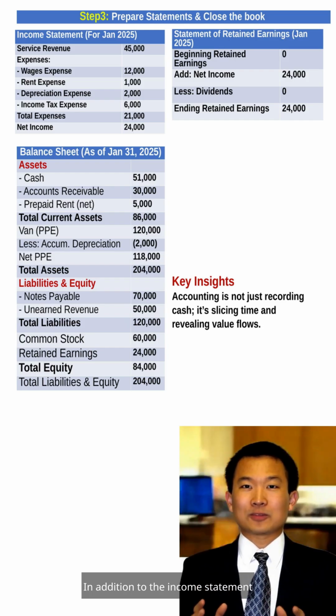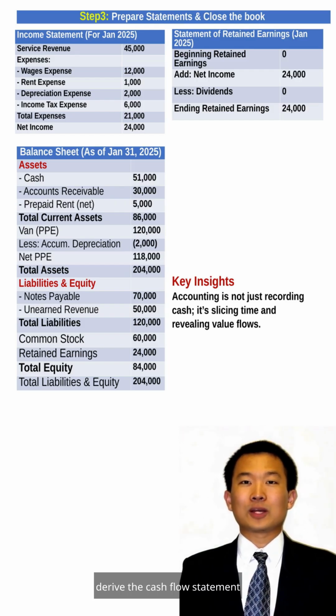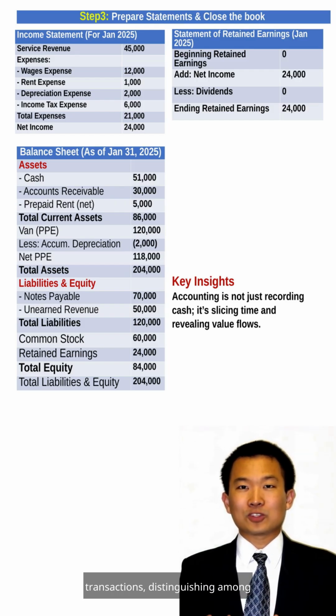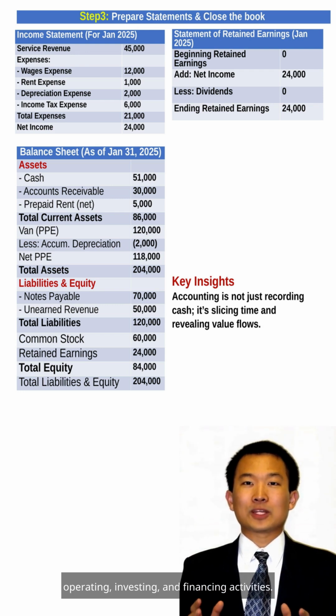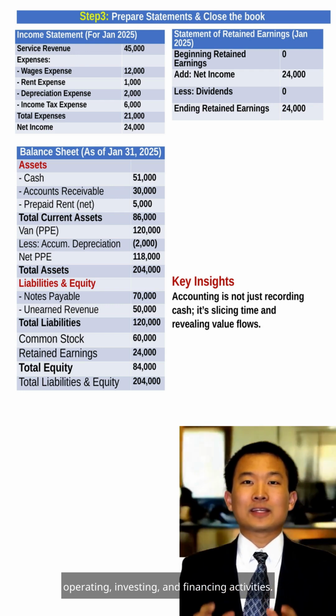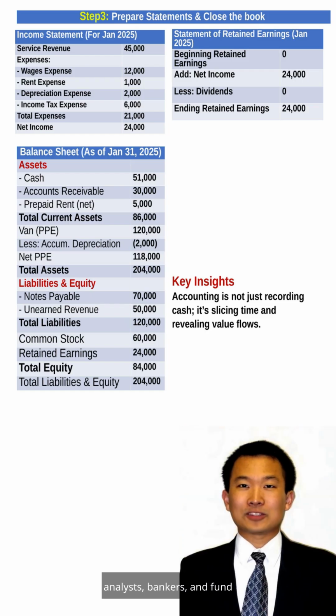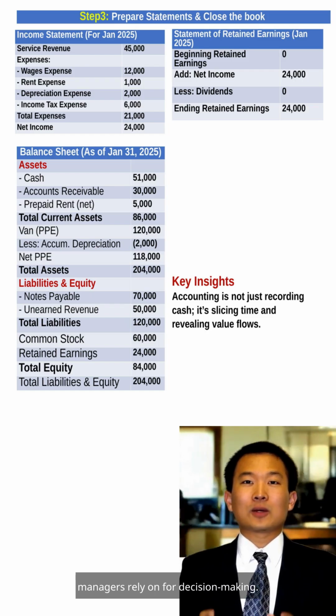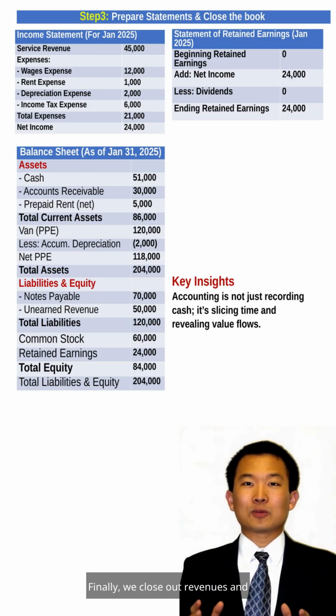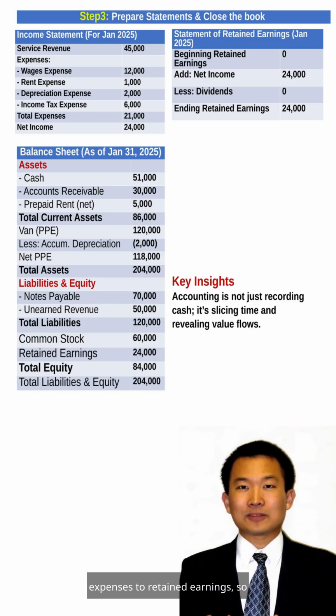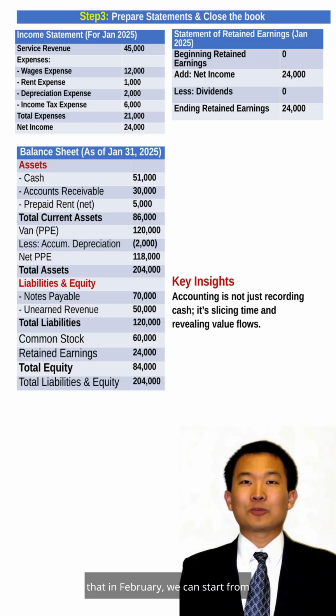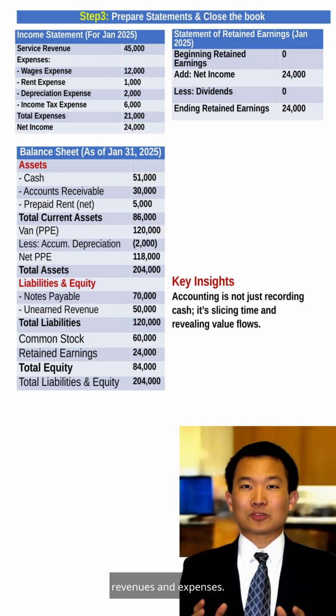In addition to the income statement and balance sheet, we can also derive the cash flow statement directly from cash-related transactions, distinguishing among operating, investing, and financing activities. This is exactly the process that analysts, bankers, and fund managers rely on for decision-making. Finally, we close out revenues and expenses to retained earnings, so that in February, we can start from 0 without carrying over previous revenues and expenses.